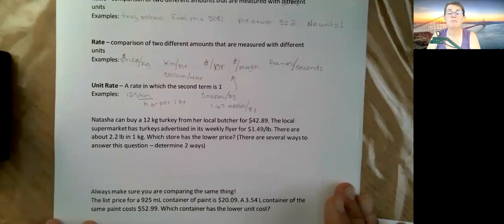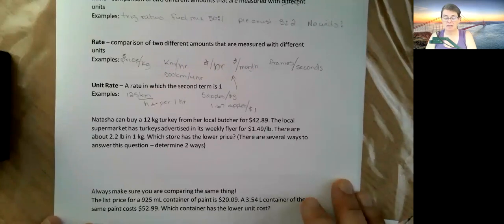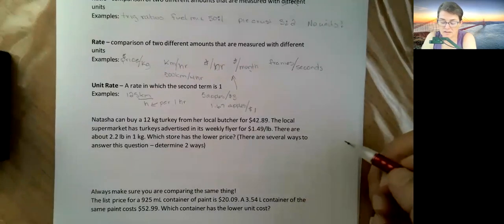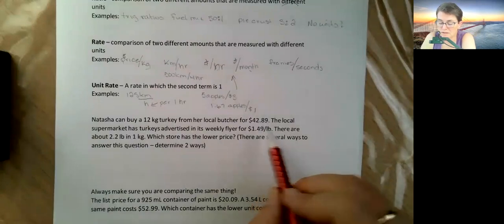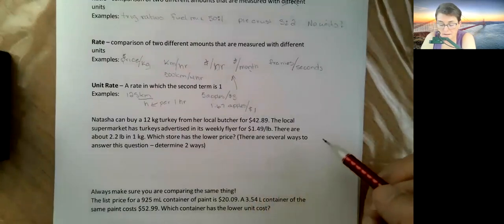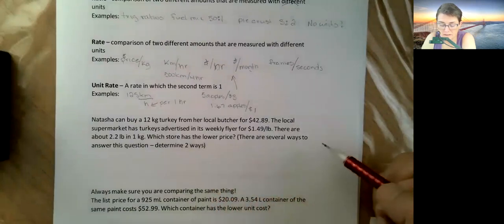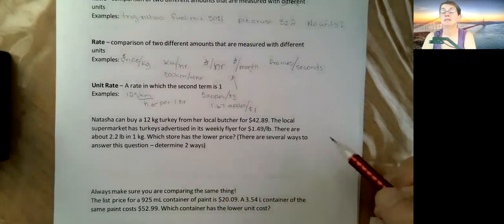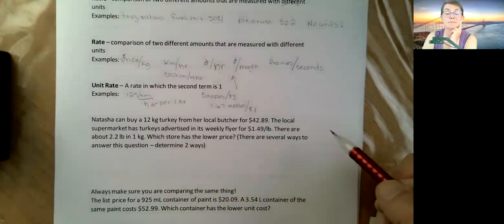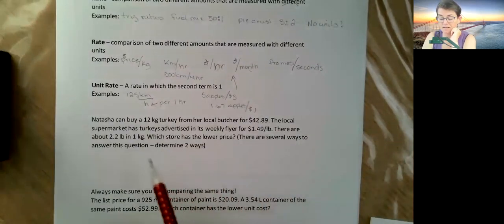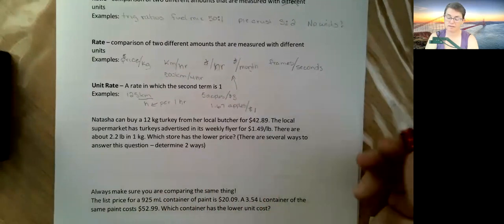They're not particularly difficult. Natasha can buy a 12-kilogram turkey from her local butcher for $42.89. The local supermarket has turkeys advertised in a flyer for $1.49 a pound. The one thing I don't like about the textbook is it assumes that you know all these conversions or you're going to look them up. Okay, but I give it to you here. There's about 2.2 pounds in a kilogram. Which store has the lower price?